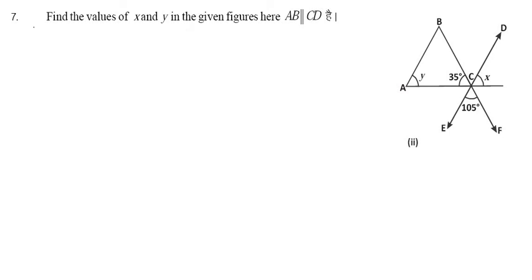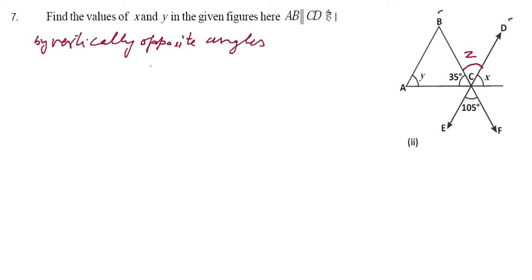Find the value of x and y in the given figure. AB is parallel to CD. You can see AB, where is AB? This one, AB, is parallel to CD. Now suppose this angle is z. Now by vertically opposite angles, z will be equal to 105 degrees.